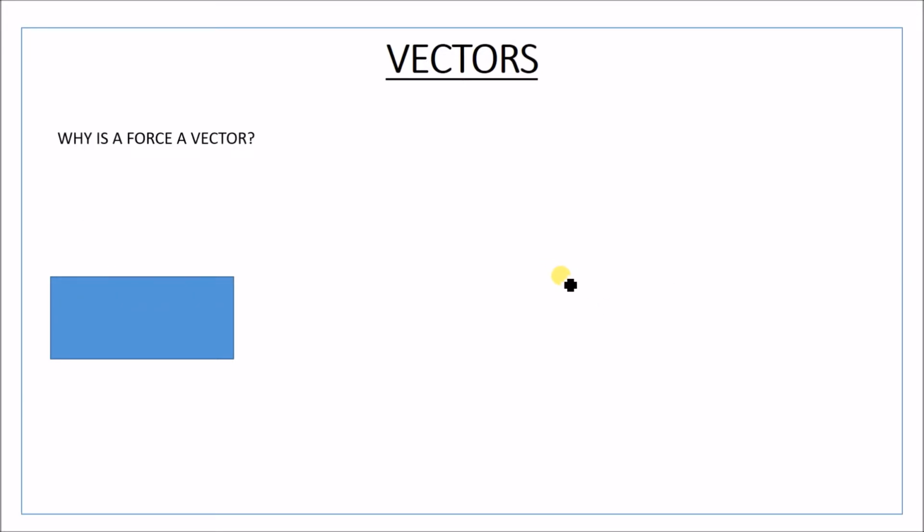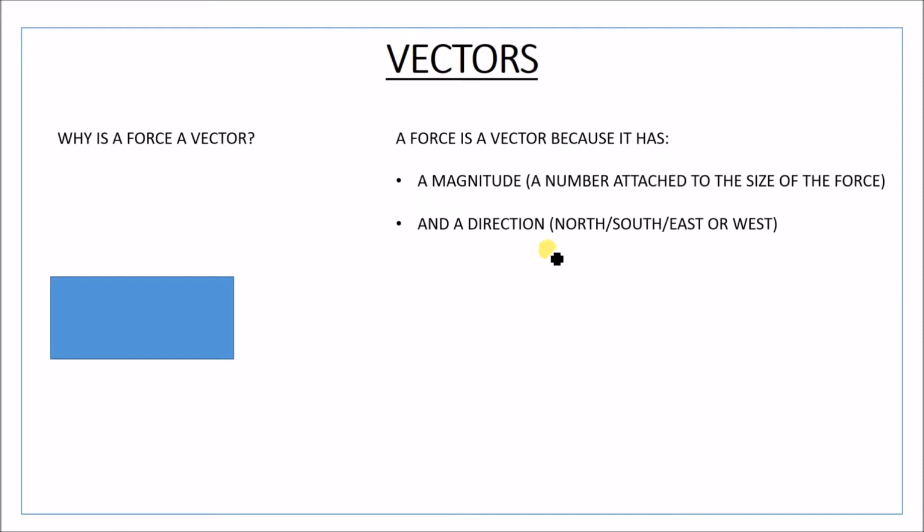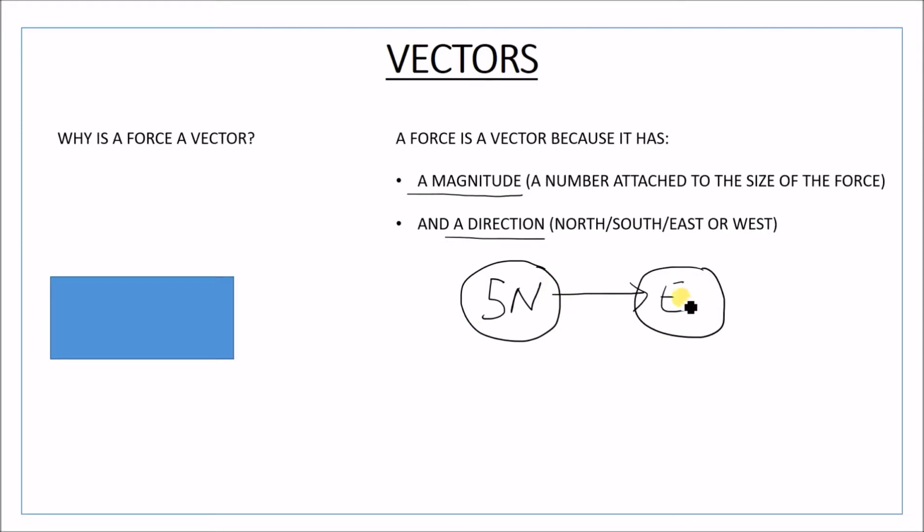Okay, so you need to understand that a vector has both a magnitude and a direction. Now, a magnitude is just a number attached to the size of the force. So if I had, for example, 5 newtons, that would be its magnitude. If I give it an arrow, in this case we're going east, then it now becomes a vector because it has both a magnitude, which is the number, and a direction. So any vector has to have both a magnitude and a direction.